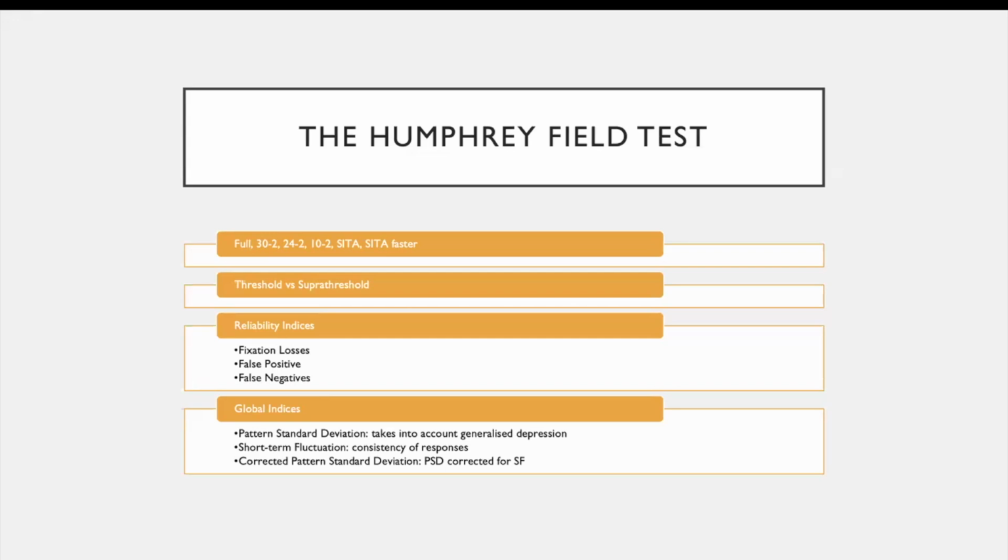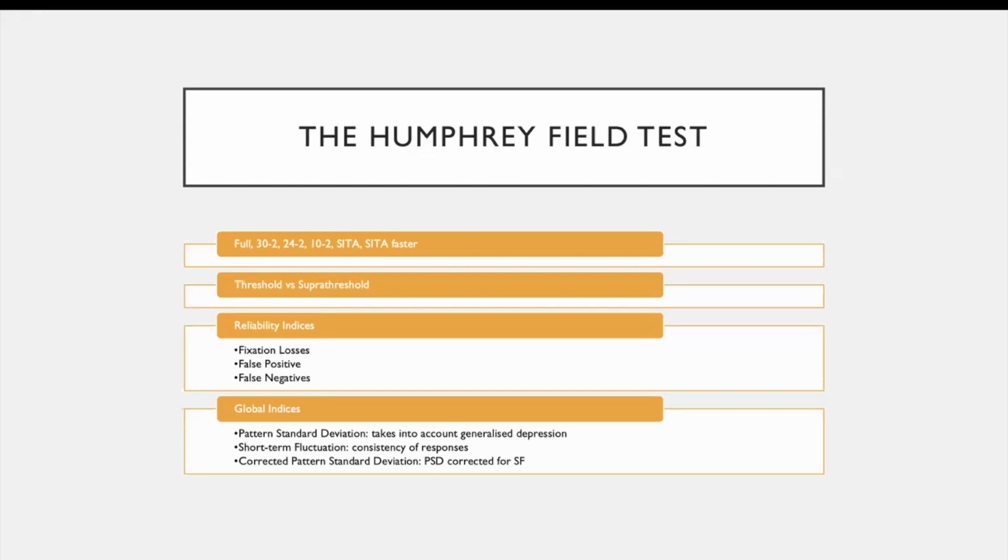These indices together give you an understanding of how reliable what you're looking at is. If somebody has a lot of fixation losses, a lot of false positives, a lot of false negatives, you really need to take that visual field with a pinch of salt. So do look at these reliability indices before deciding whether or not what you're looking at is a field deficit and progression of something like glaucoma.